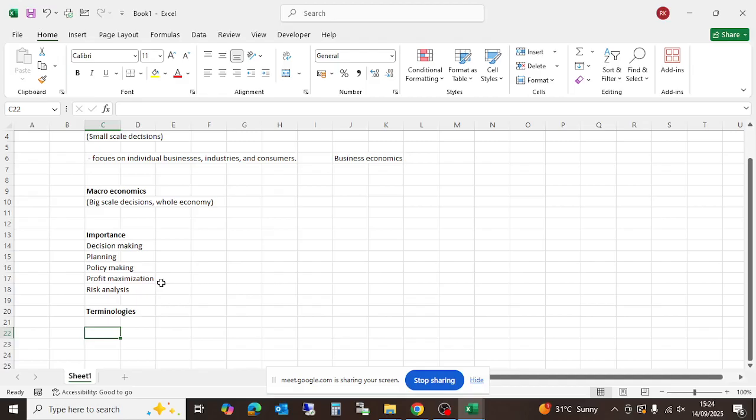Okay, so in terms of terminologies that we have to ensure we understand pertaining to business economics, number one is demand and supply.